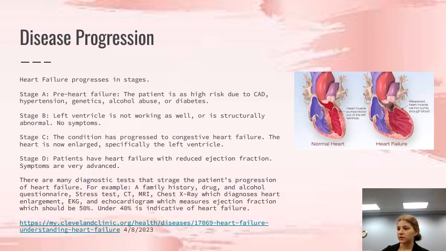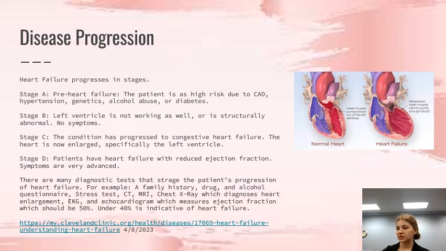Okay, so stage B, the left ventricle is not working as well. It is starting to become structurally abnormal. This is often when heart failure first begins to structurally affect the heart, but there may not be symptoms at this stage. Stage C, the condition has progressed to congestive heart failure, so the heart is now enlarged, specifically the left ventricle. The patient is probably at this point coughing up pink frothy sputum, experiencing symptoms like shortness of breath, nausea, fatigue, and weakness.